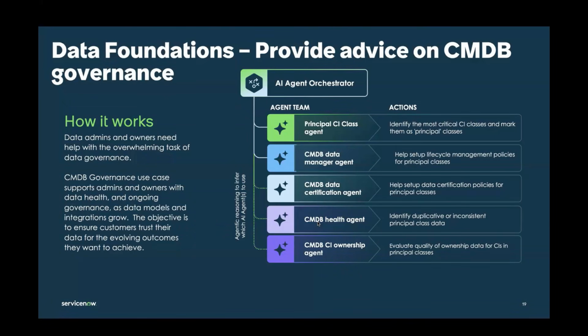and then we'll do a little demo as well. But the first one is something called the Principal CI Class Agent. And this is an agent that will look at your data to identify how you're using CIs in your incident processes and change processes, and make recommendations on what principal classes to set within your CMDB.